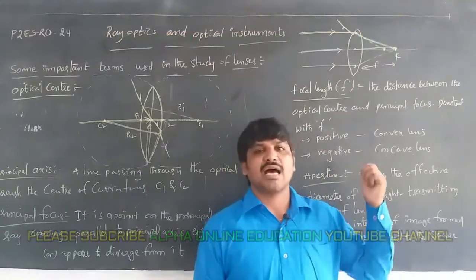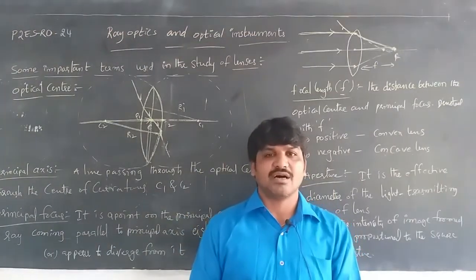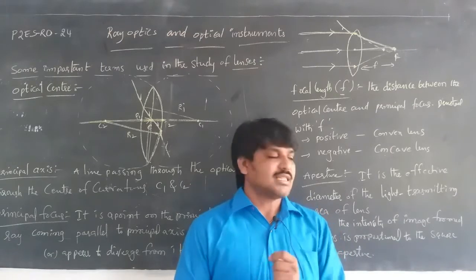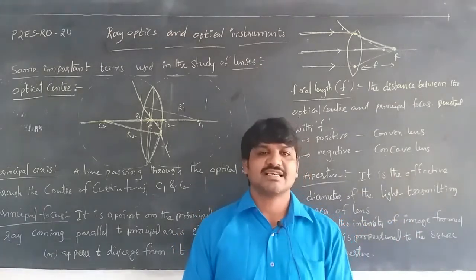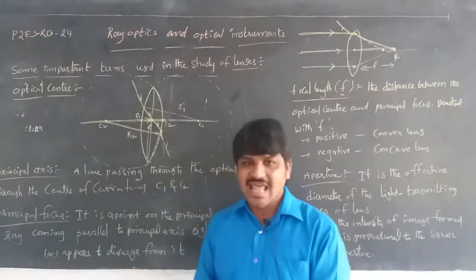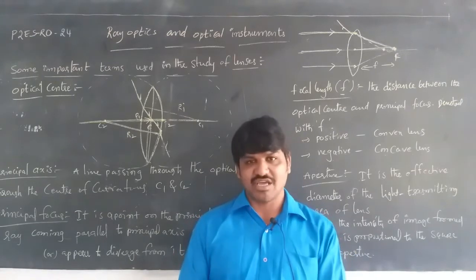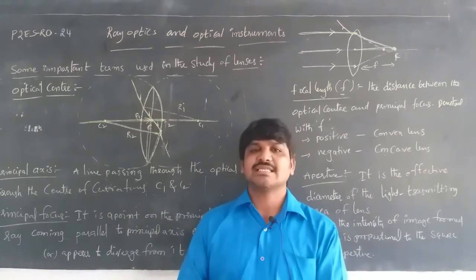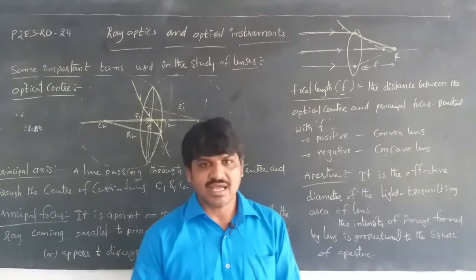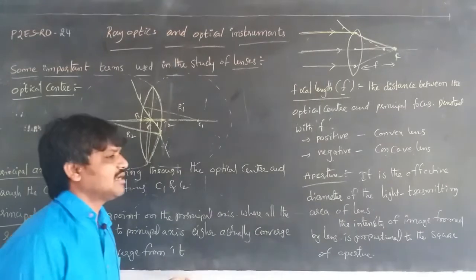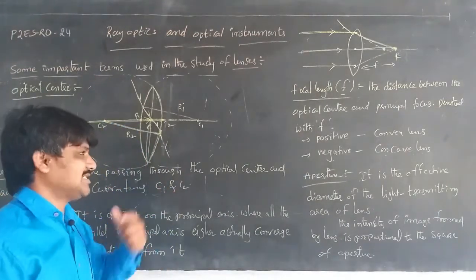And the next one is the aperture. Aperture means the effective diameter of the light transmitting area of the lens. The intensity of the image formed by the lens is proportional to the square of the aperture. These are all the basic, mainly important terms used in the study of lenses.